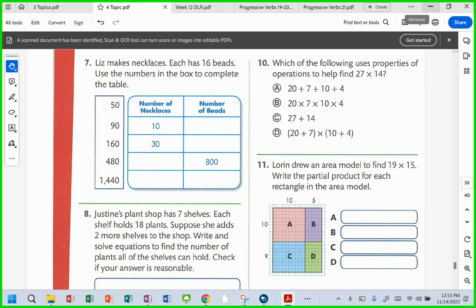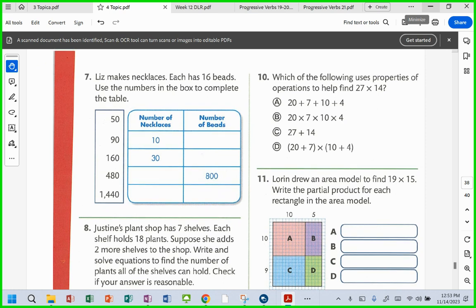We talked about this one, right? We have Liz makes necklaces. Each has 16 beads. Use the numbers in the box to complete the table. All right, here are the numbers in the box, as Rocco Rakowski pointed out. So we know the first one, you're going to do 10 times the number of beads, 16 beads in each, 10 times 16, you get 160. Then you've got to do 30 times 16 to get this one, right?